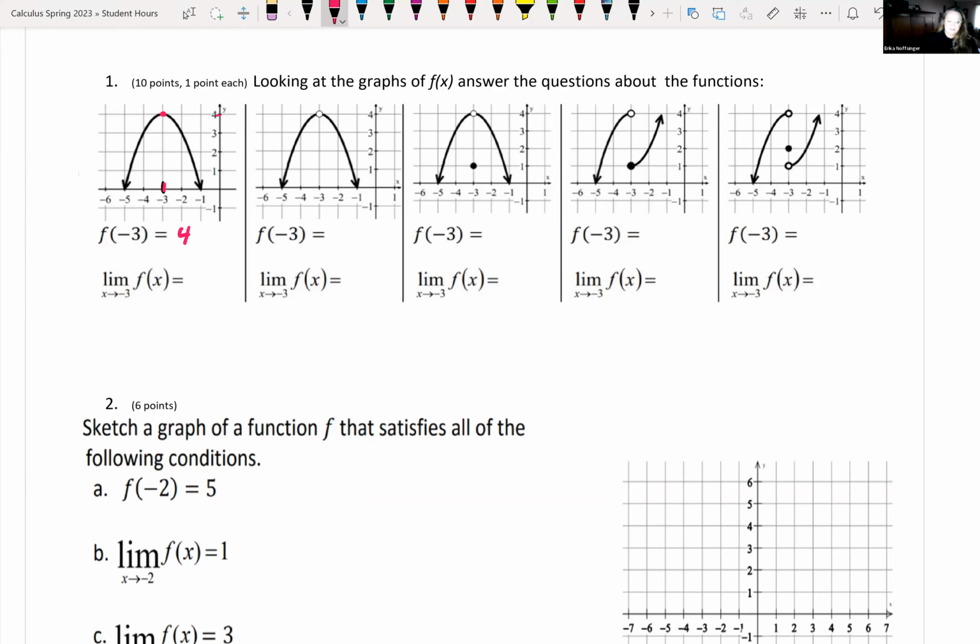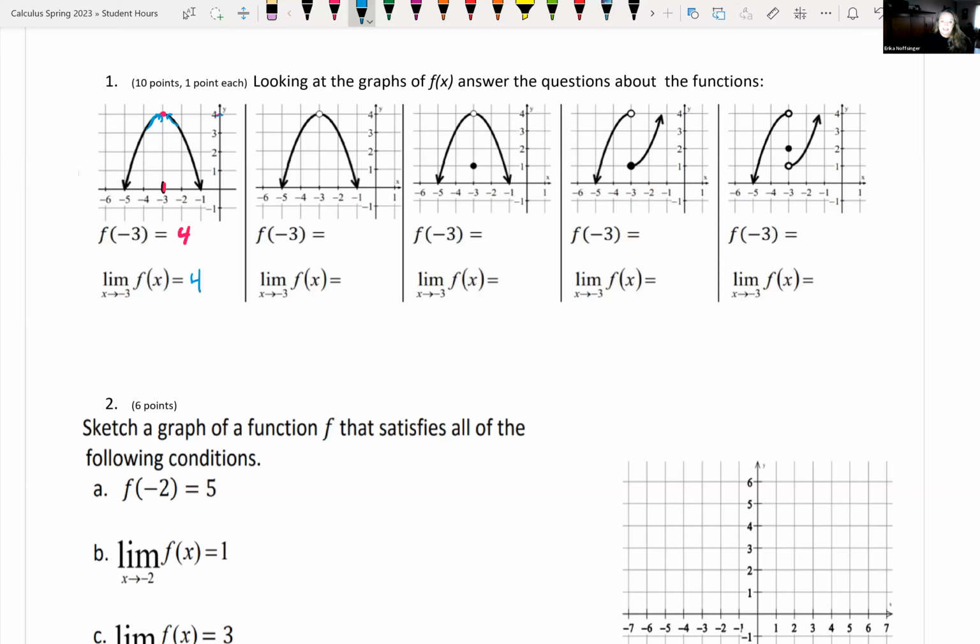Now we're looking at the limit as x is approaching -3 of f of x. So we're looking at the left and the right-hand side of this graph, and as we're coming in on the left-hand side, I'm getting a y value closer and closer to that y value of 4. Same thing on the right-hand side, I'm getting closer and closer to 4. And since I'm approaching the same value on the left and the right, the limit as x approaches -3 of f of x is 4.